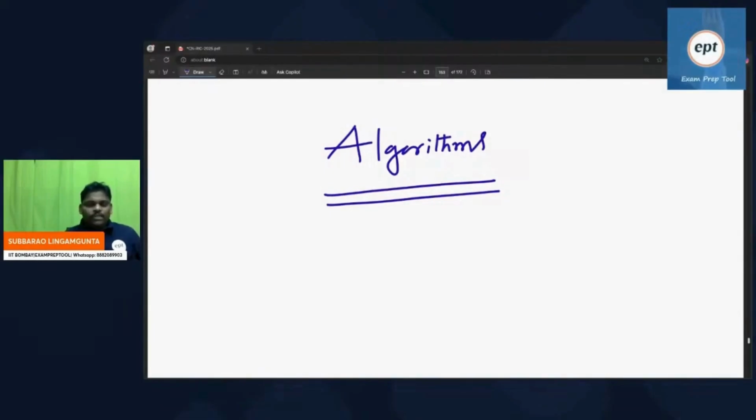Right. So I'm starting now. This is the first class of the algorithm subject. This is the first class. I have written the algorithm also.